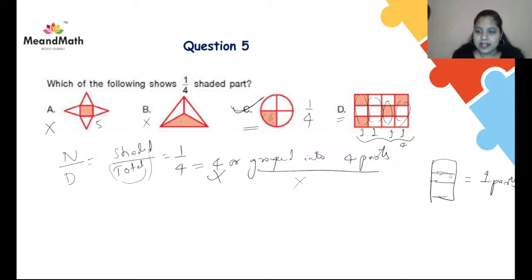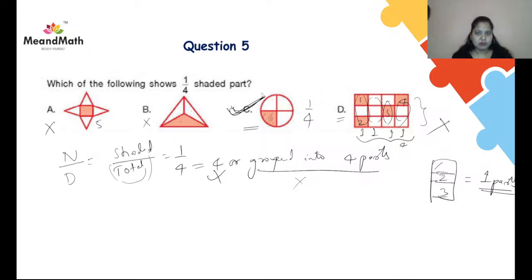How many parts should be shaded right now to become 1 by 4? So 1 part should be shaded for the picture here to be 1 by 4. So 1 by 4 meaning 1, 2, 3, that is, 3 boxes should be shaded. Not more, not less. So let us count the number of boxes that are shaded. 1, 2, 3, 4. It is not 3, right? So it is not the correct answer. So the correct answer is option C.